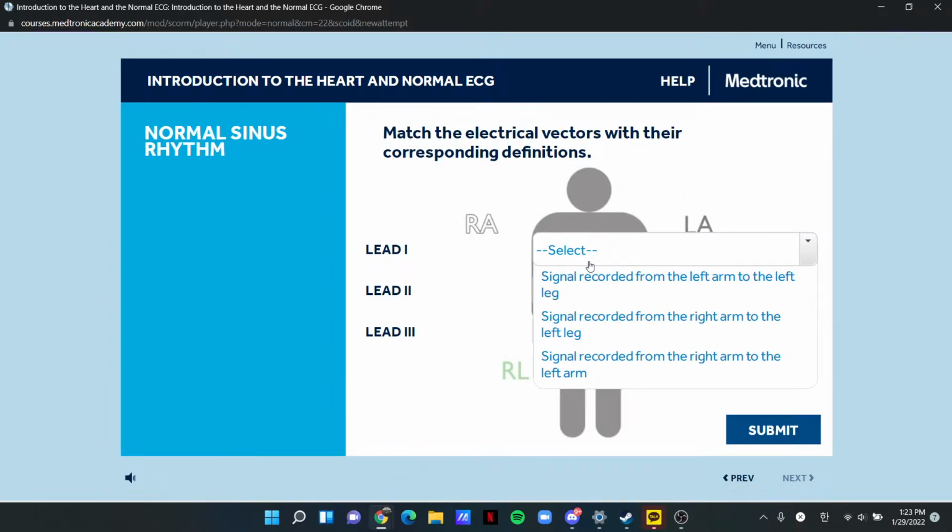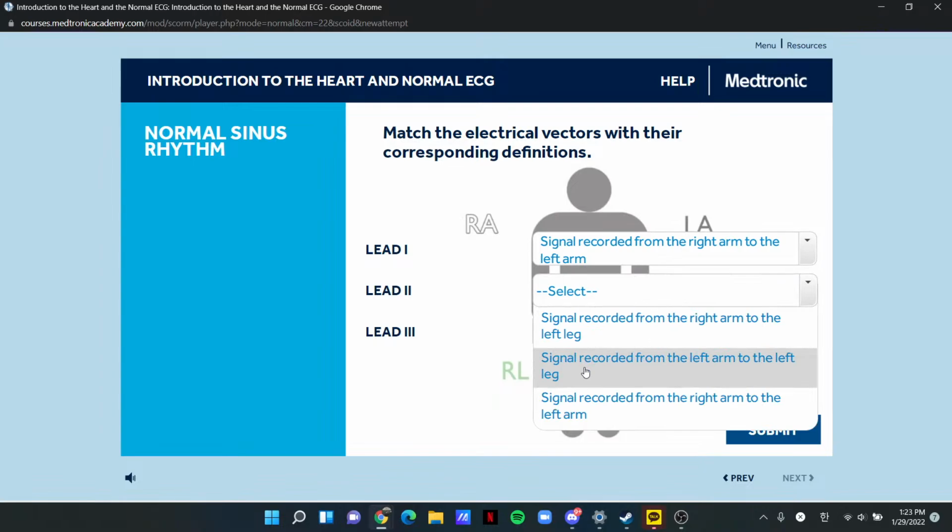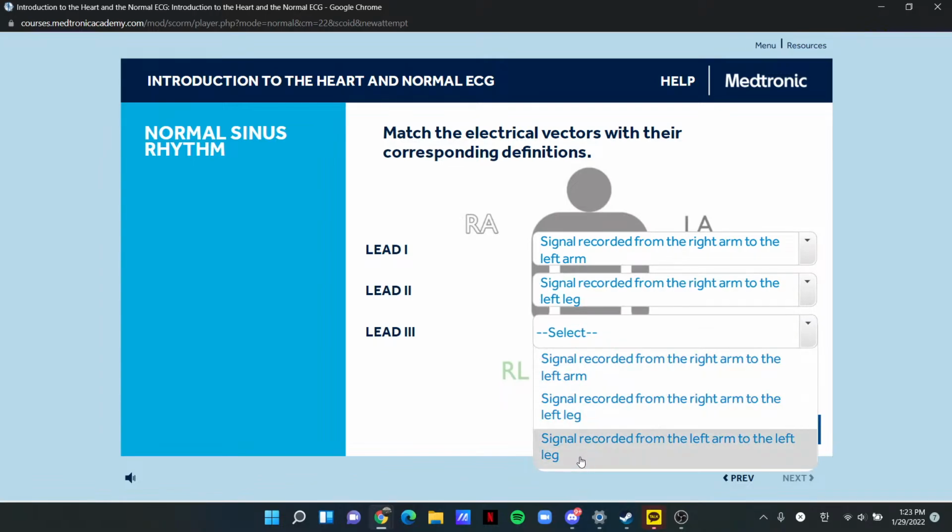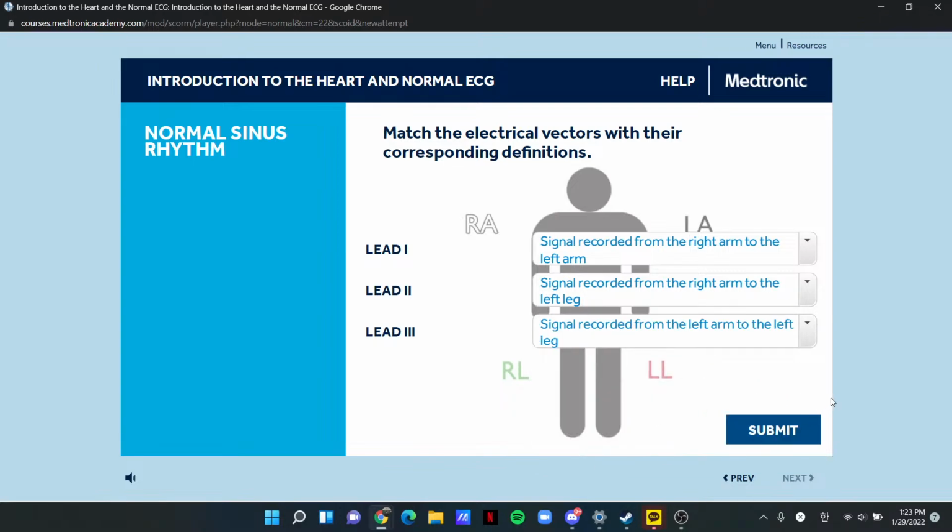Okay. Lead 1 is signal from right arm to the left arm. Lead 2 is right arm to the left leg. This is left arm to the left leg.